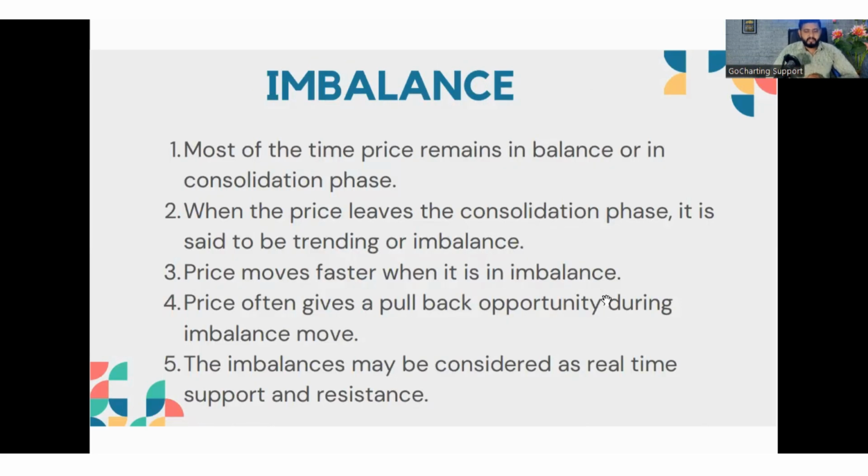Now we have already understood about the imbalance in the first video. Now let's talk a little more about it. Most of the time price remains in balance or in a consolidation phase. However, when price leaves the consolidation phase, it is said to be trending or in imbalance. Now the price moves faster when it is in imbalance, and when there is a pullback to the imbalance level, it gives us a very nice trading opportunity. So let us see the example over here.